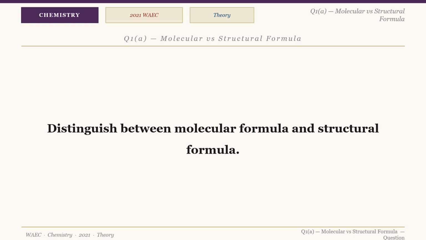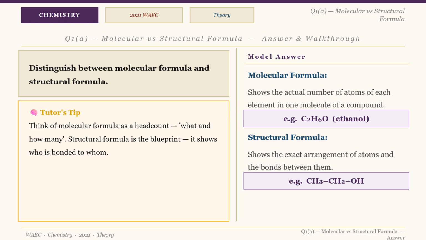Now 1a says, distinguish between molecular formula and structural formula. Now, this is a tip. Think of molecular formula as a head count, which is what and how many, while structural formula is the blueprint. It shows who is bonded to whom. Now, molecular formula shows the actual number of atoms of each element in one molecule of a compound. For example, in ethanol we have it as C2H6O, while structural formula shows the exact arrangement of atoms and the bonds between them. So in this one we have CH3, CH2 and then OH. So it shows the structure.